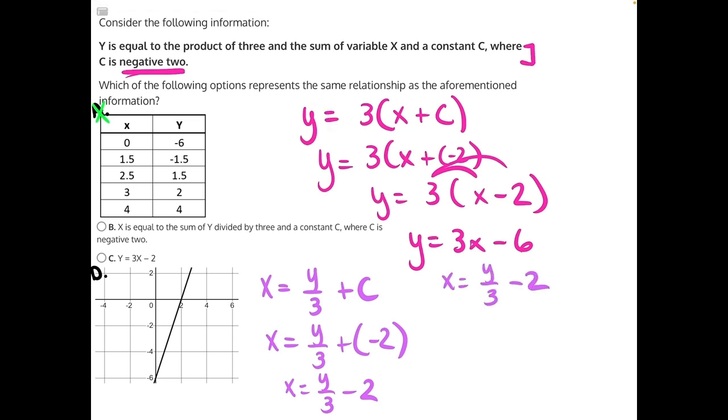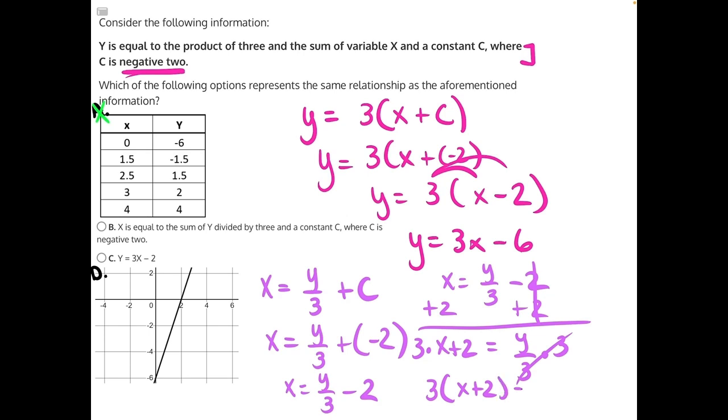And we need to do opposite operations to isolate y. So let's add 2 to both sides. These will cancel, giving us x plus 2 is equal to y divided by 3. Y is being divided by 3, so the opposite operation would be multiplication to both sides. These 3's will cancel, leaving us with 3 times x plus 2 equals y.